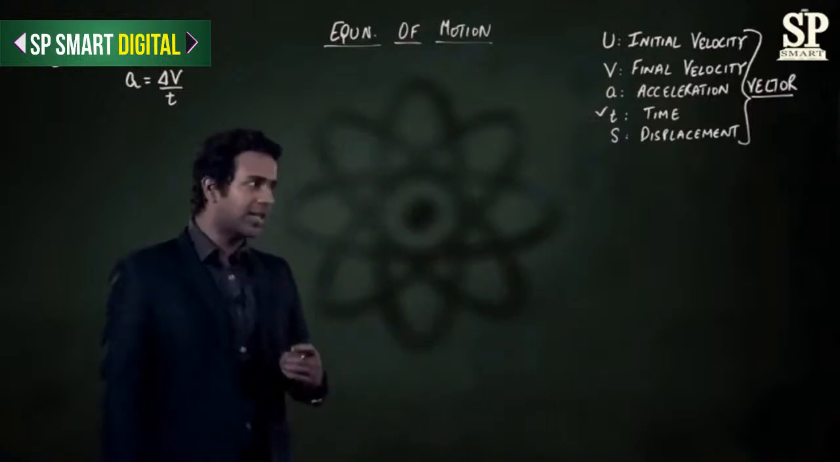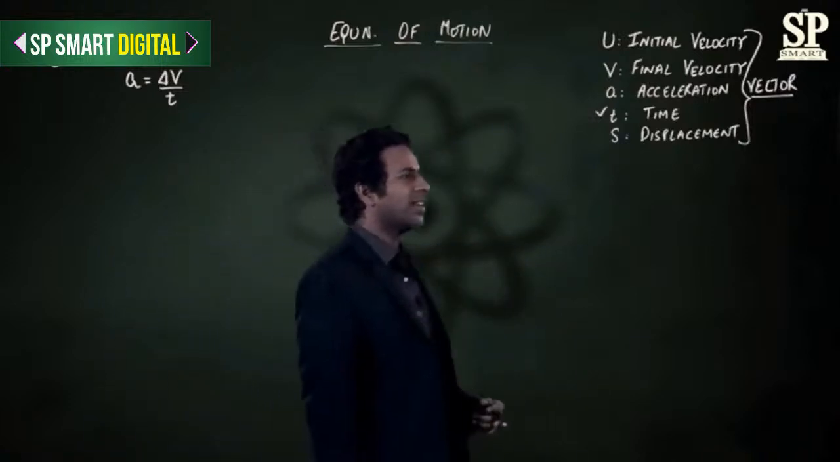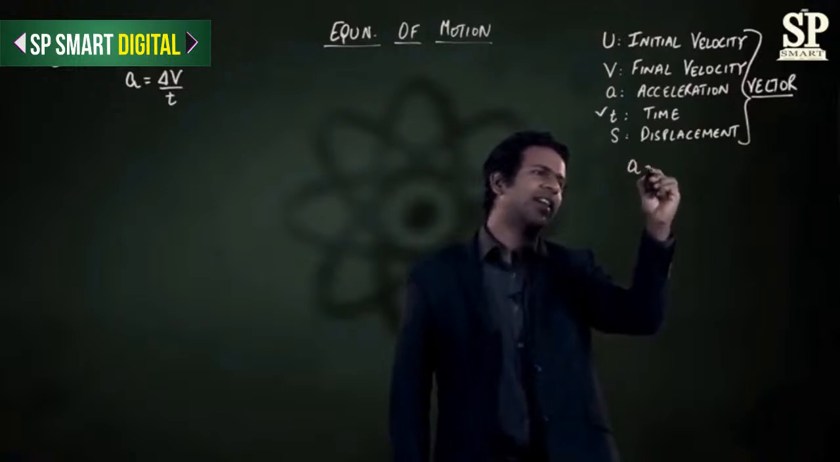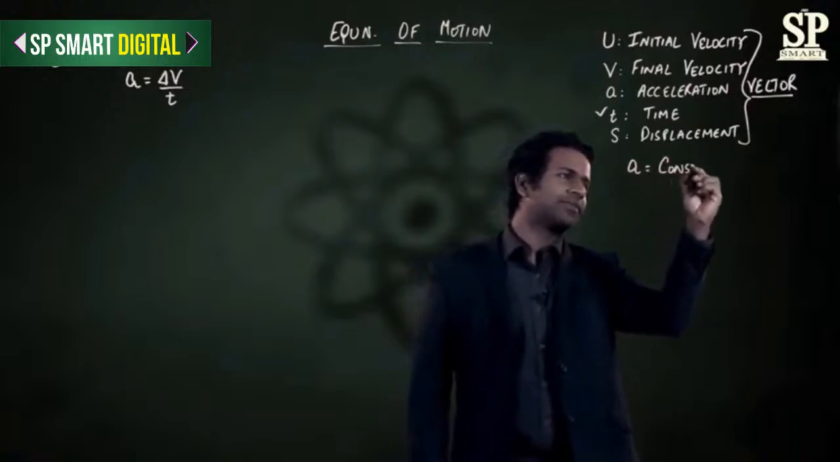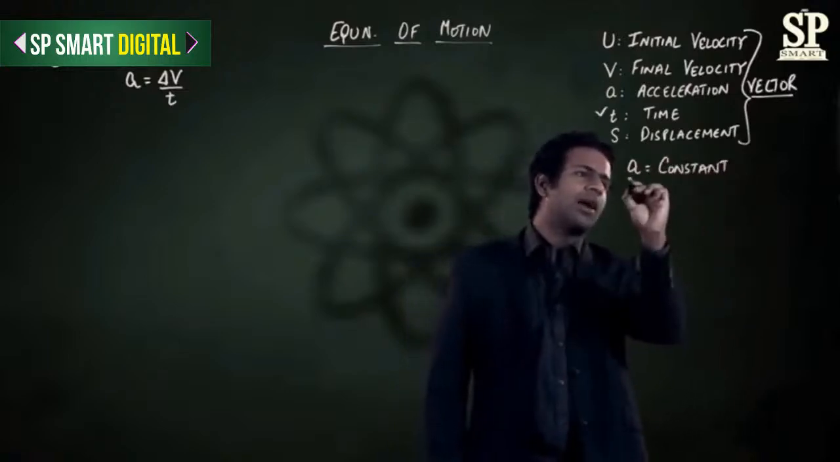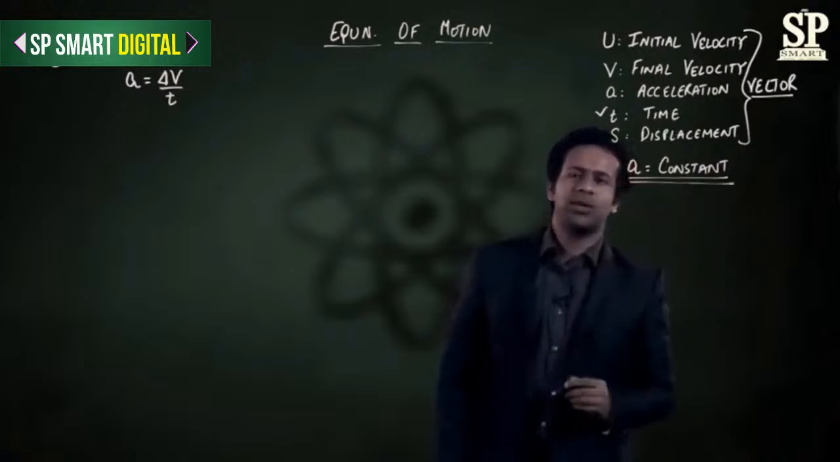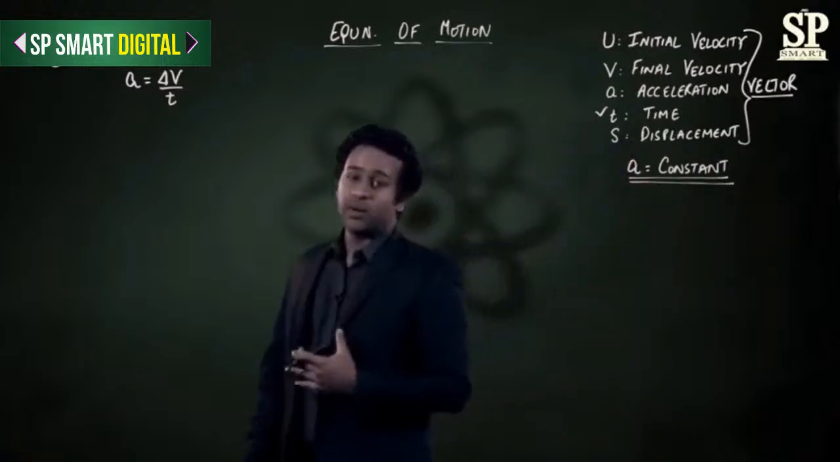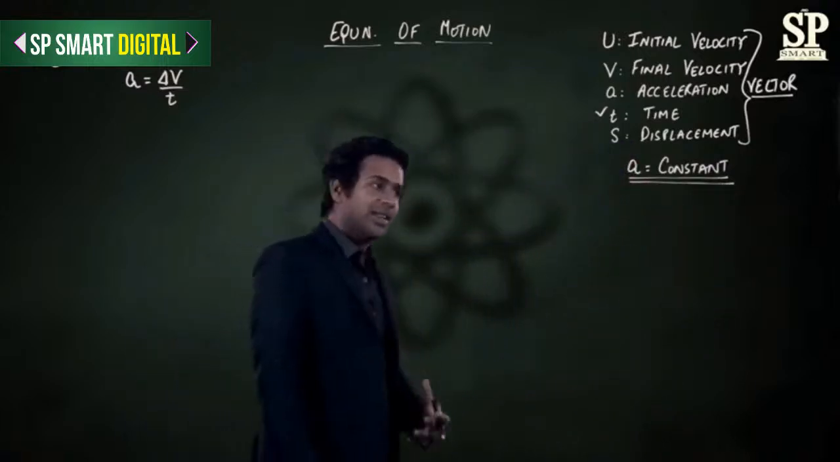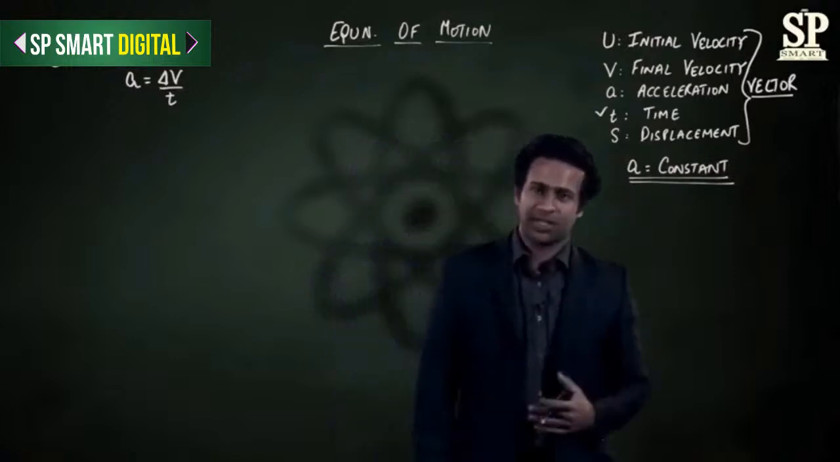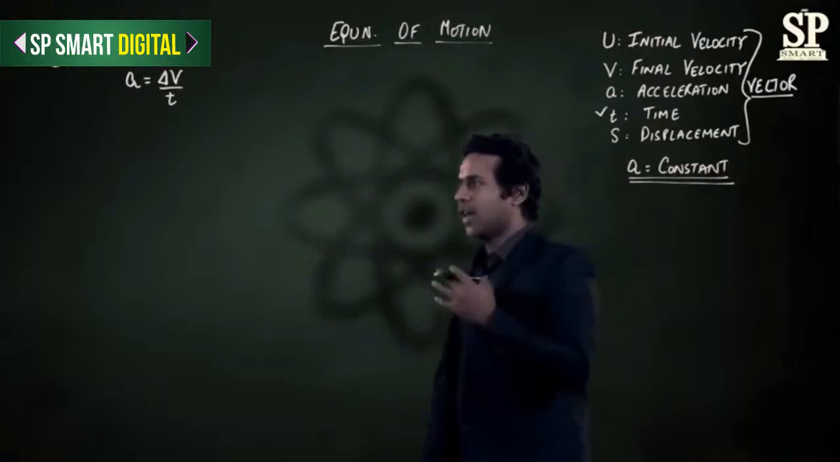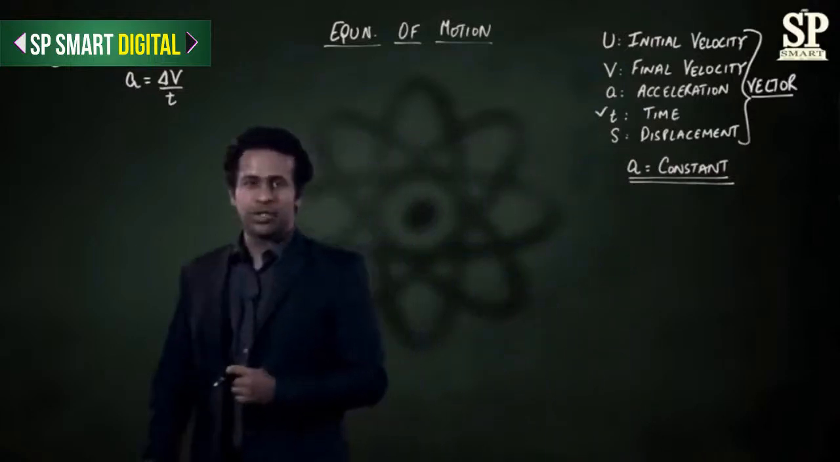Another thing to notice is that we are working under the assumption that the acceleration is constant. You need not worry much about this, but remember that we are working under the assumption that acceleration is constant. So let's get back to the first equation of motion.